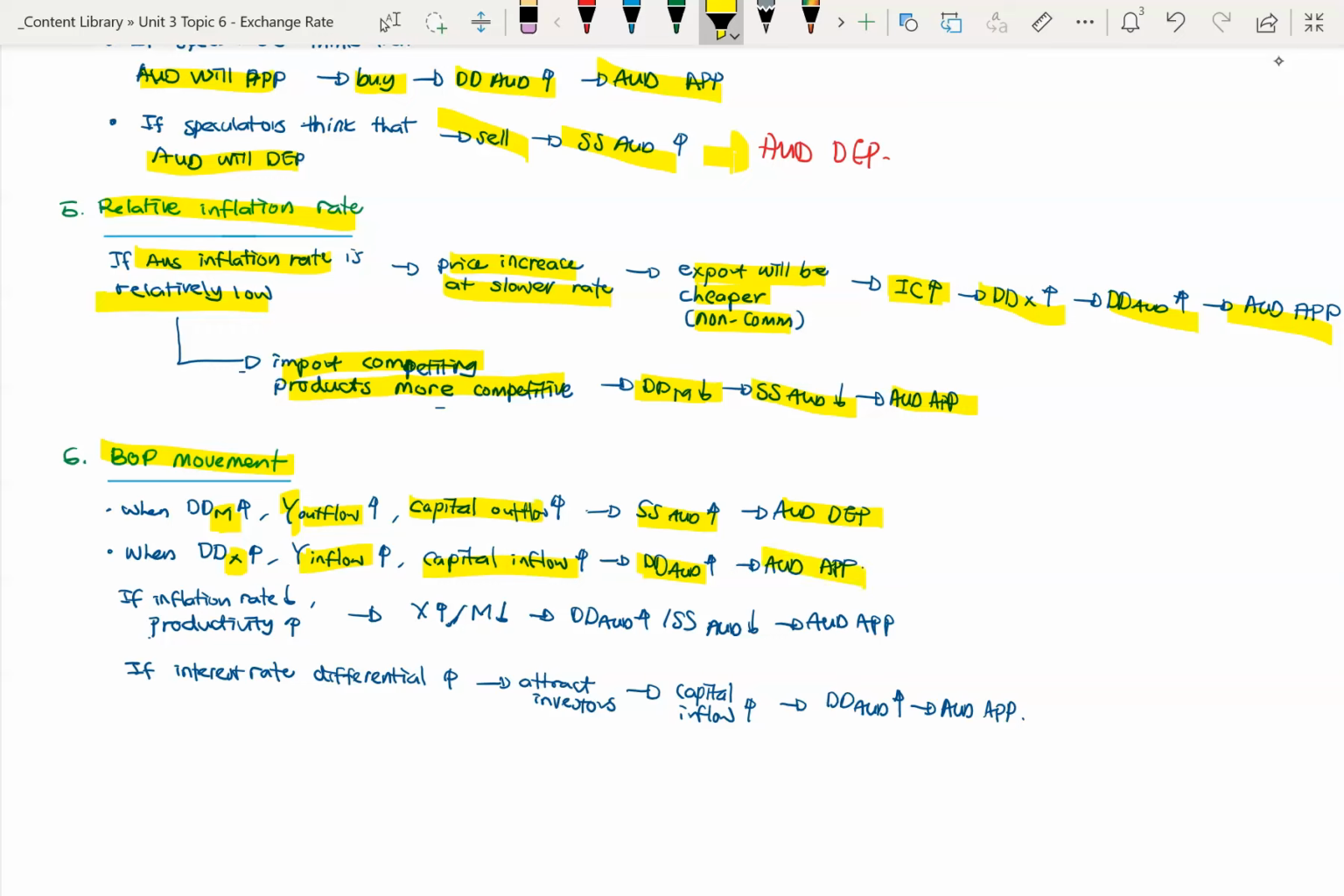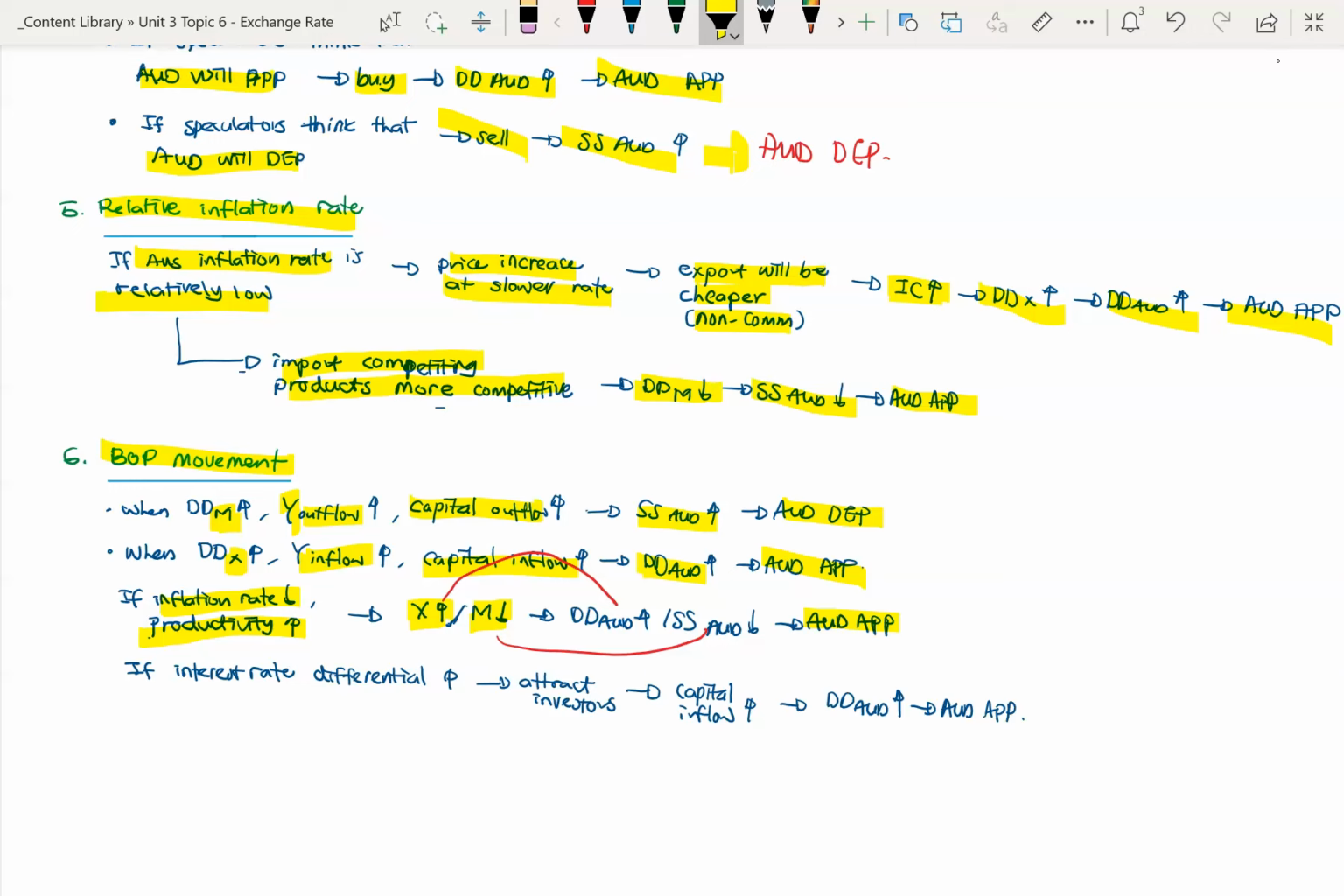Okay, so this is like a conclusion for everything. If your inflation rate reduces and your productivity level is higher, of course then your export will rise, import will fall. Export rises, demand for AUD rises. Import falls, supply of AUD falls. If both take place, AUD appreciates. Even if only one of them takes place, AUD would also appreciate.